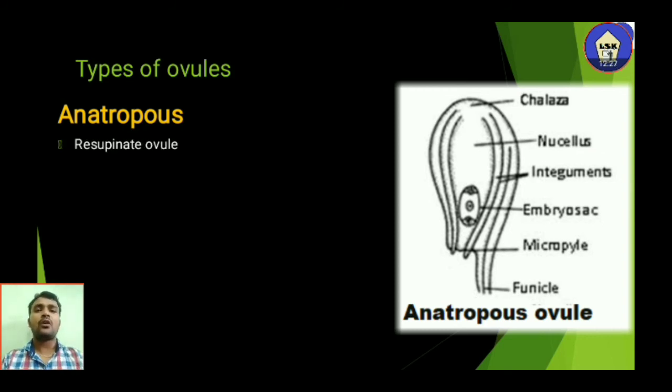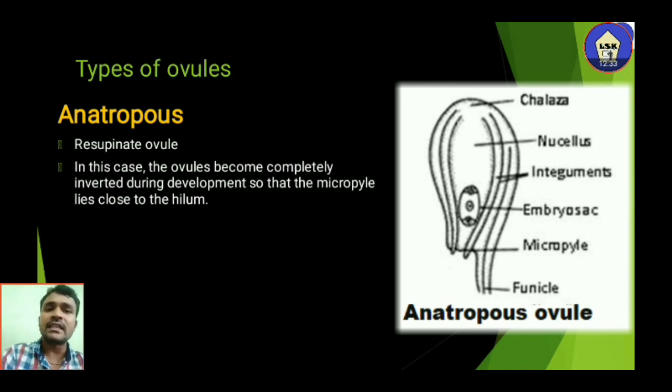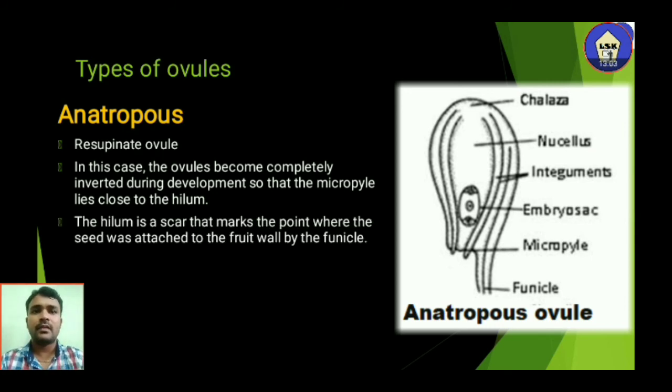The anatropous ovule is also called the resupinate type of ovule. This is another name. In this case, the ovule becomes completely inverted during development so that the micropyle lies close to the hilum. Just see the position of the micropyle. Very near to it there is the point of attachment of the funicle to the body of the ovule, called the hilum. The hilum is a scar that marks the point where the seed was attached to the fruit wall by the funicle.